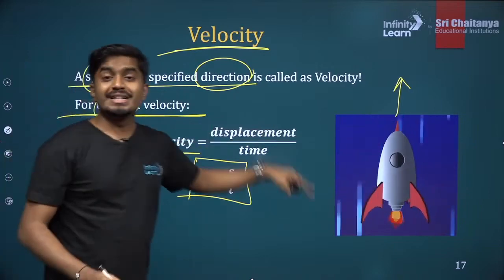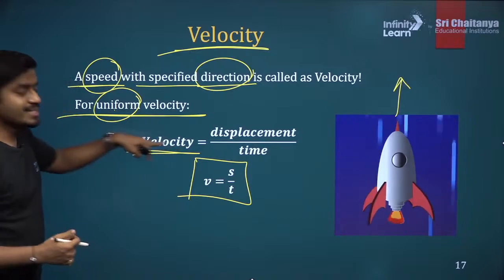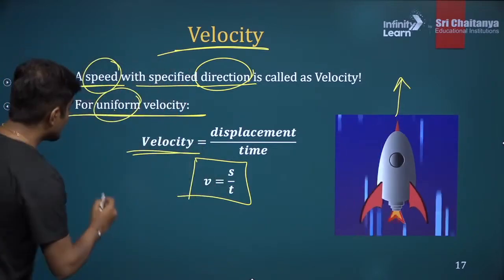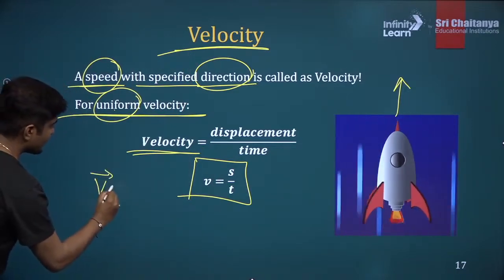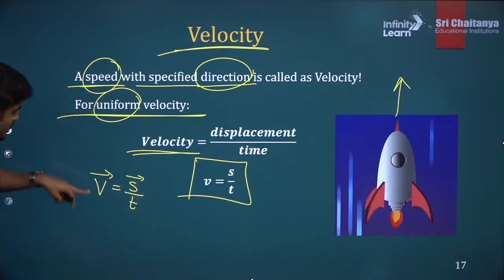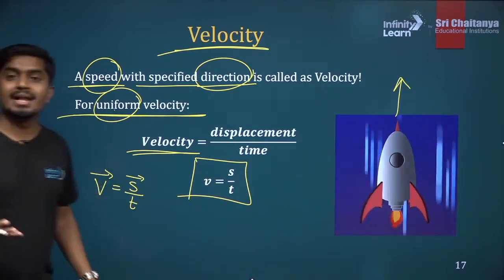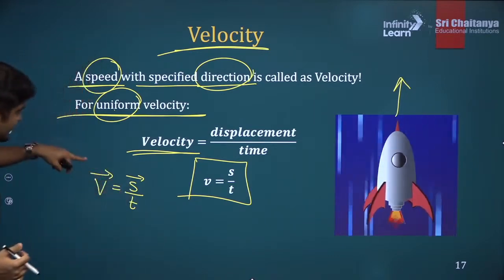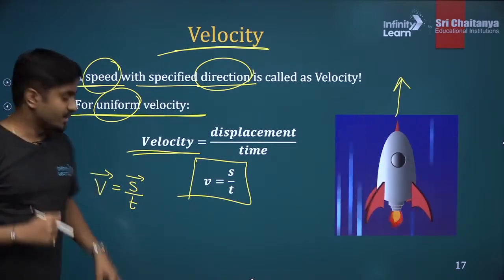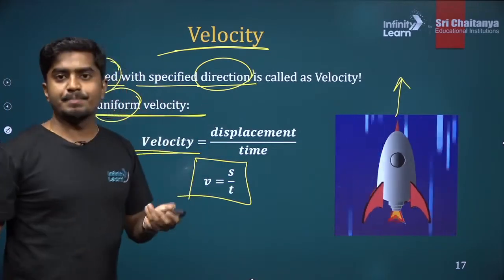Now we know the displacement is a vector quantity, and because of that even velocity is a vector quantity. Do you know how to write down vectors? You write the velocity vector v is equal to the displacement vector divided by time. The arrow is the symbol for vector. That means there is a velocity vector, and a displacement vector divided by time. Clear? So that is velocity, a very simple concept.